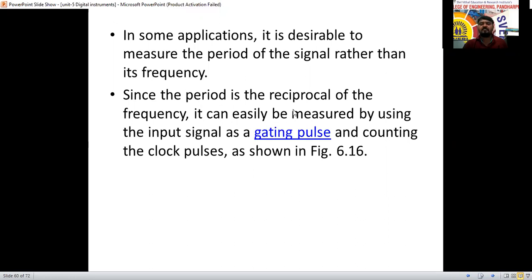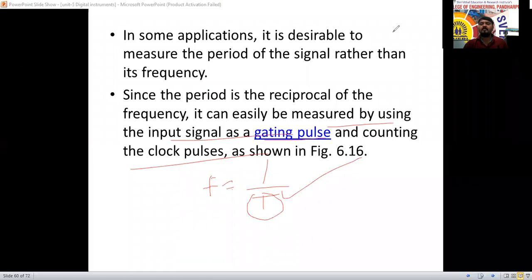Since the period is reciprocal of the frequency, we know that it is 1 by T, capital T. The frequency we already have. I don't know how many of you know this one. F equals 1 by t. Correct formula, right? That is reciprocal here. Frequency is reciprocal of the time period, that is called t here. It can be easily measured by using the input signal as the gating pulse here. You can give the gating pulse as a frequency and count the clock pulses per particular time period. We can calculate the time period also, the time period we are going to get here.